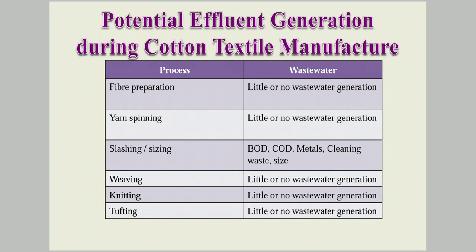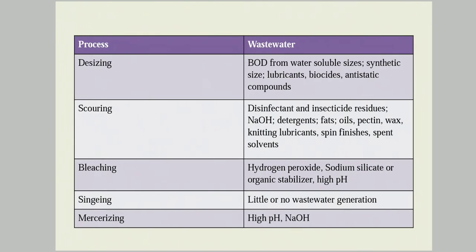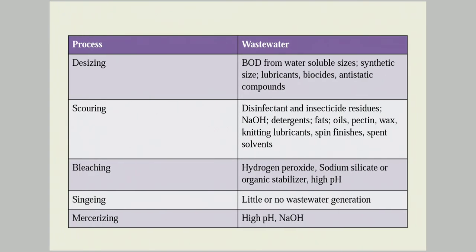Weaving, knitting, tufting produce no wastewater. And desizing, the sizing elements will be removed, and there will be lubricants, BOD, synthetic sizing compounds, and antistatic compounds that will be removed, so they will be present in our wastewater.